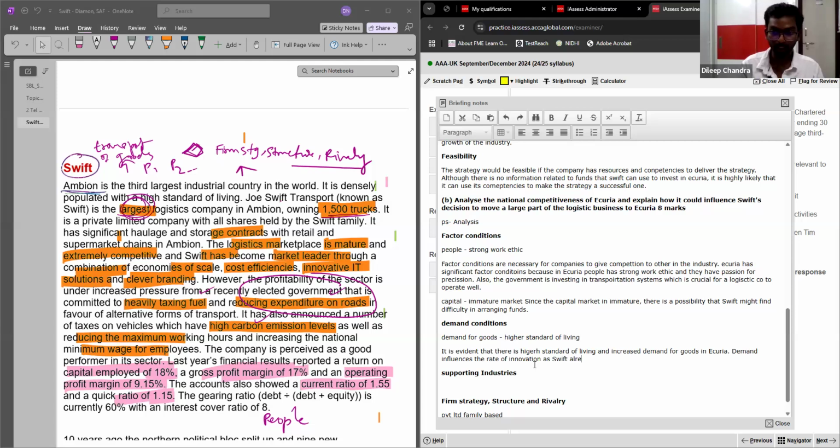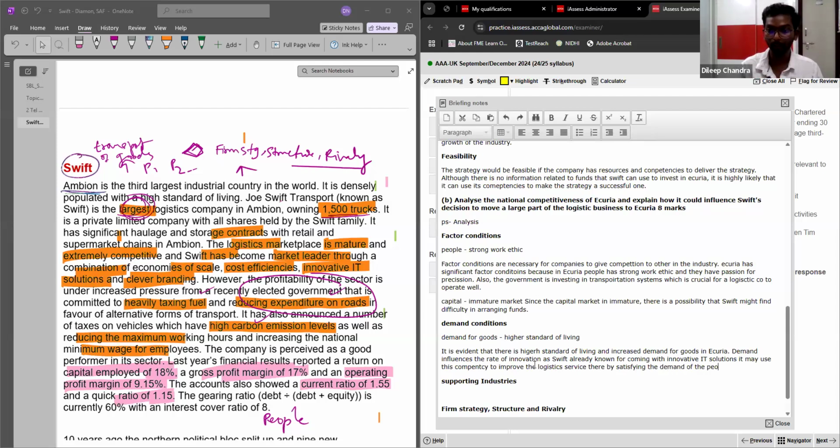As Swift is already known for coming up with innovative IT solutions, it may use this competency to improve the logistics service, thereby satisfying the demand of the people.